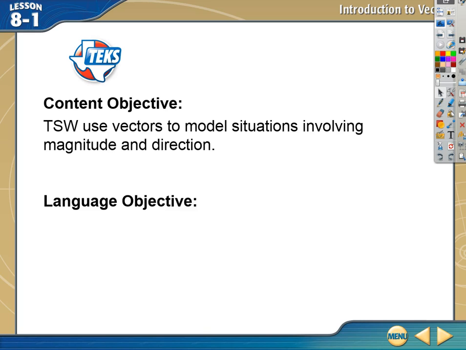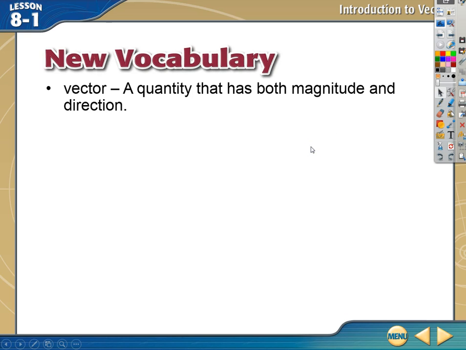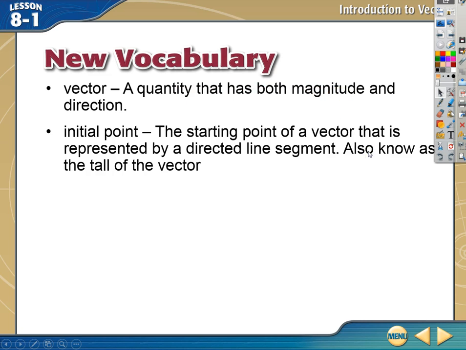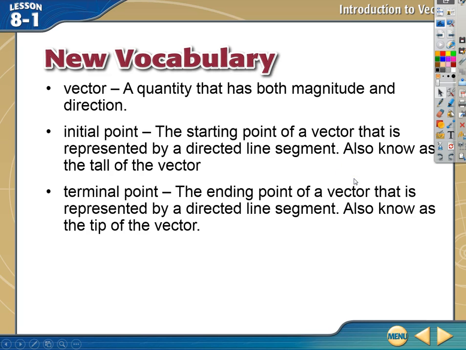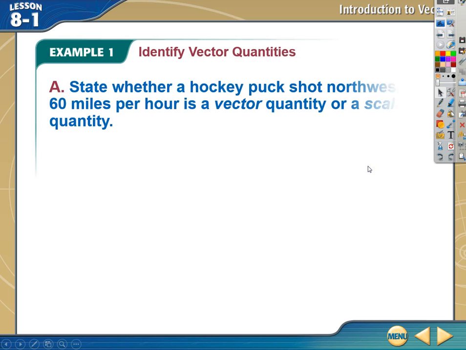Okay, you're going to know how to use vectors to model situations involving magnitude and direction, right? Because remember, a vector is a quantity that has both magnitude and direction. We talked about that last time, okay? It has an initial point, which we also call a tail, and a terminal point, which we also call the head. So first question is we need to identify what a vector is. Again, it has magnitude and direction.